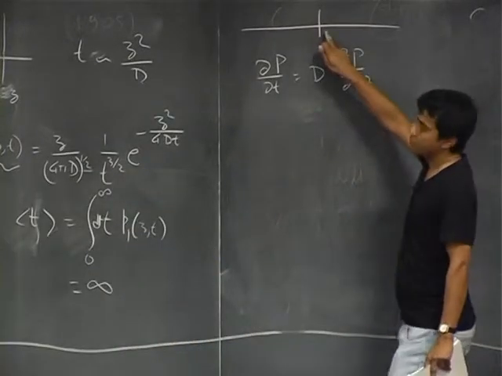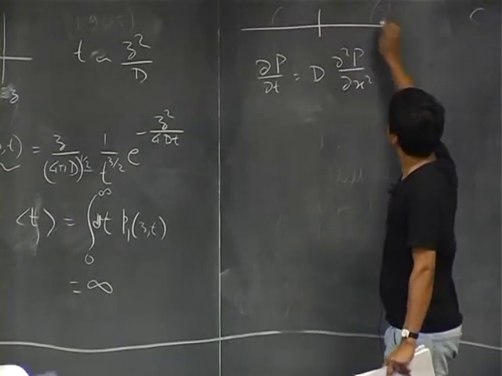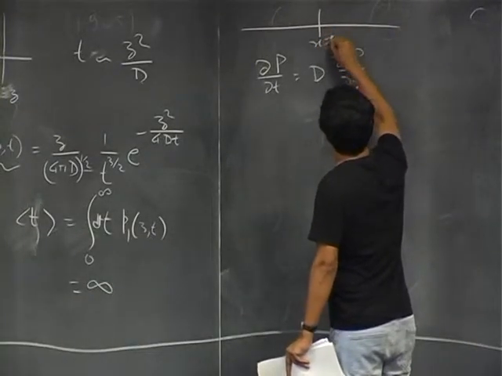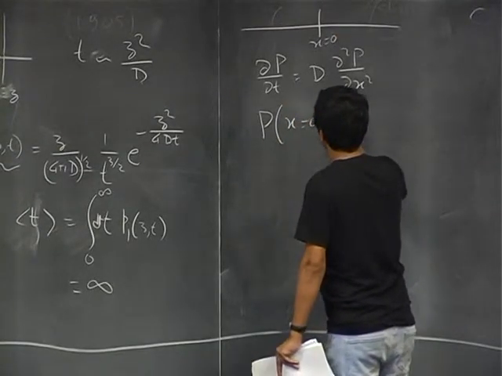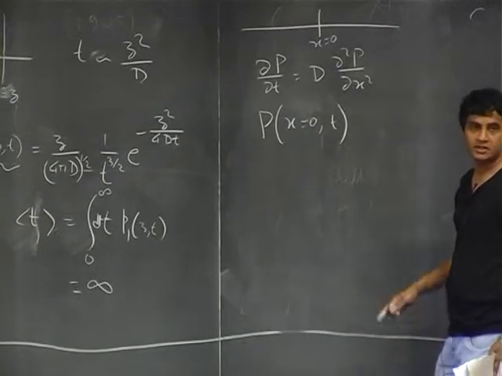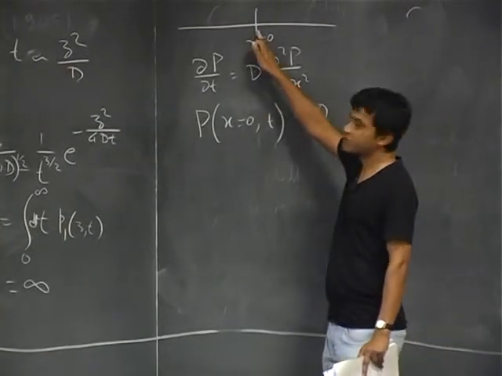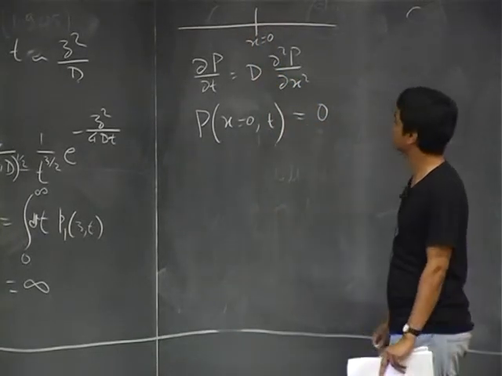Okay, but now you have to solve it with a different boundary condition. So the boundary condition is that at x equal to 0, the probability distribution vanishes at all times. Because as soon as the particle arrives, the process ends, right? So it's like an absorbing boundary condition.